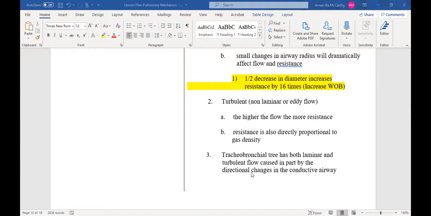Now, the tracheobronchial tree that I showed you on the PowerPoint has both laminar and turbulent flow, right? Because of the directional changes in the conductive airways. Your tracheobronchial tree turns corners 100 times, right? And so as that flow changes direction, it can go from smooth to rough because of that change. It can become from laminar to turbulent, also known as eddy flow. All right?